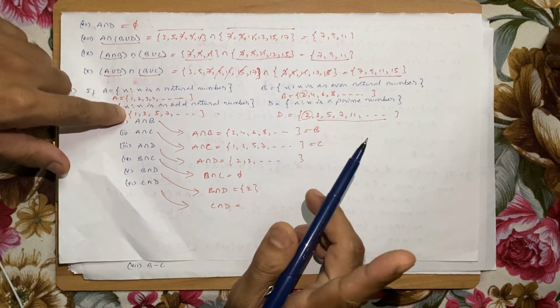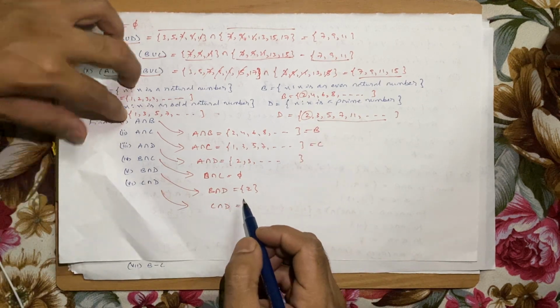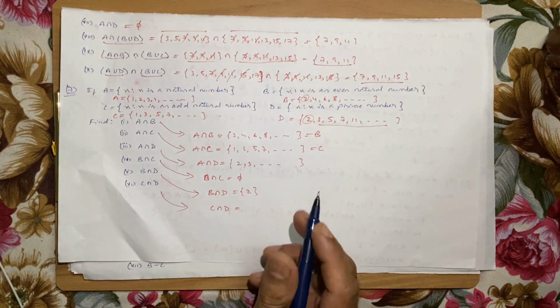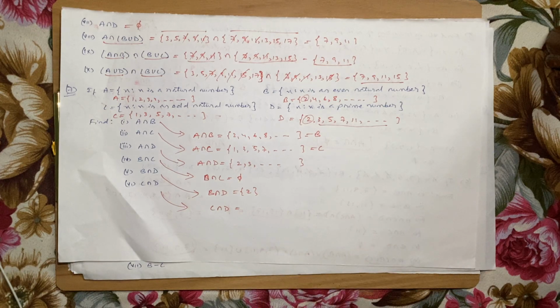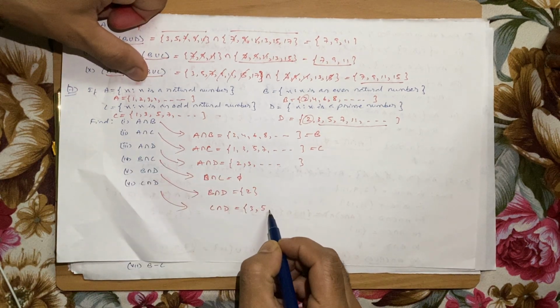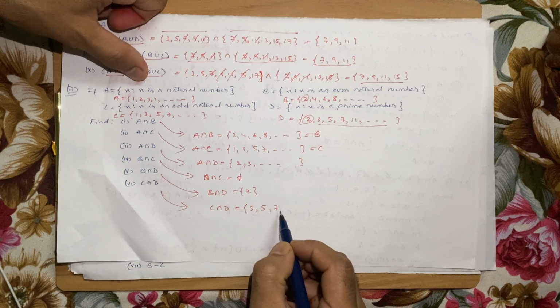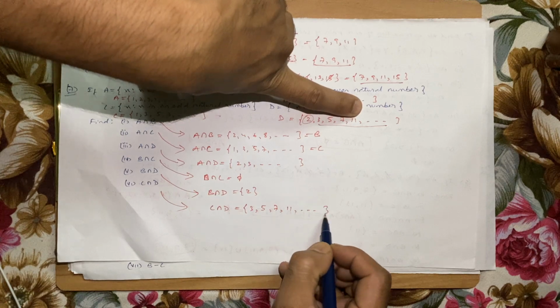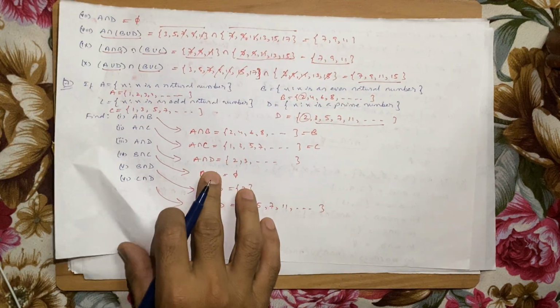1 is not a prime number, okay? So next is what? 2. I don't have a 2 here because C is the set of odd numbers and 2 is an even number, okay? So the first common element is 3, then the common element is 5, then 7, and then 11 and so on. It will go on, okay? So this is your answer.